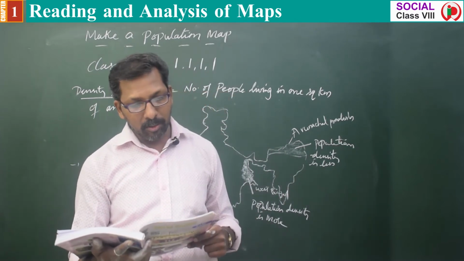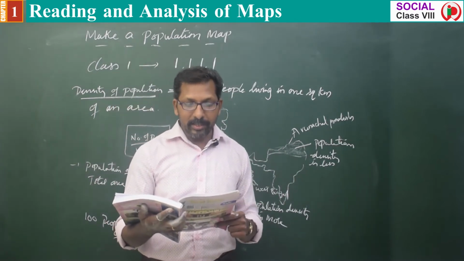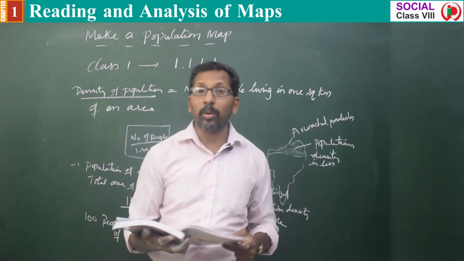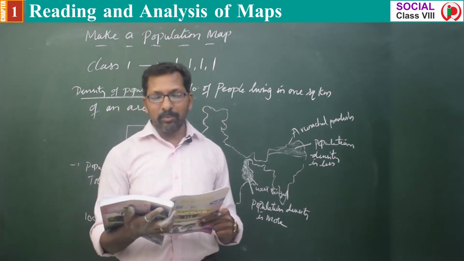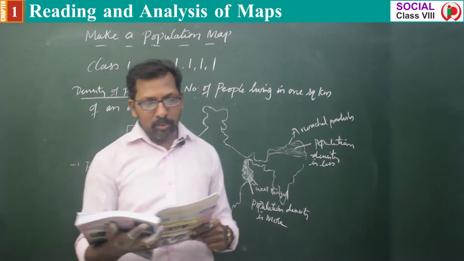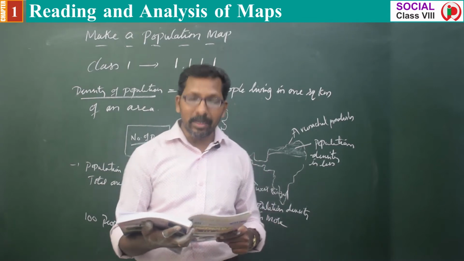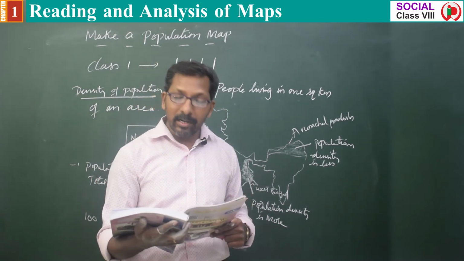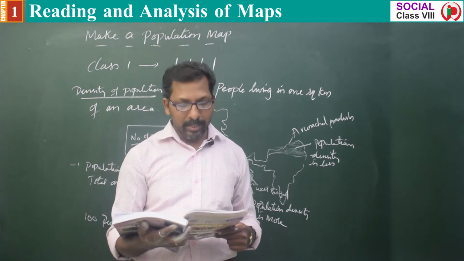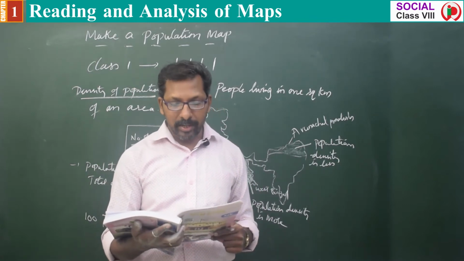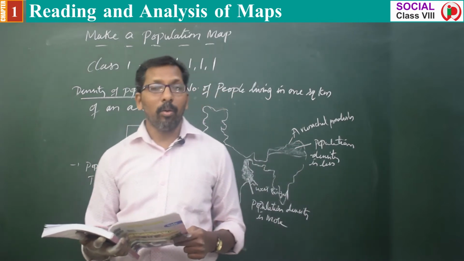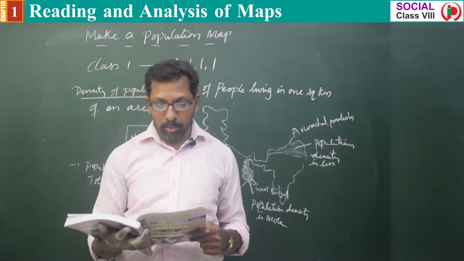Gujarat, 308 per square kilometer. Haryana, 573 per square kilometer. Himachal Pradesh, 123 per square kilometer. Jammu and Kashmir, 56 per square kilometer. Jharkhand, 414 per square kilometer. Karnataka, 319 per square kilometer. Kerala, 859 per square kilometer. Madhya Pradesh, 236 per square kilometer. Maharashtra, 365 per square kilometer. Manipur, 122 per square kilometer. Meghalaya, 132 per square kilometer. Mizoram, 52 per square kilometer.